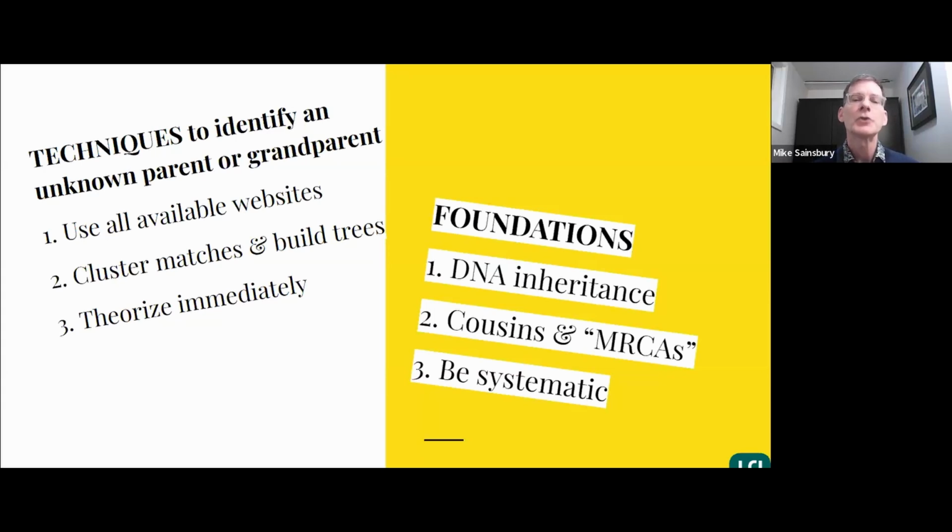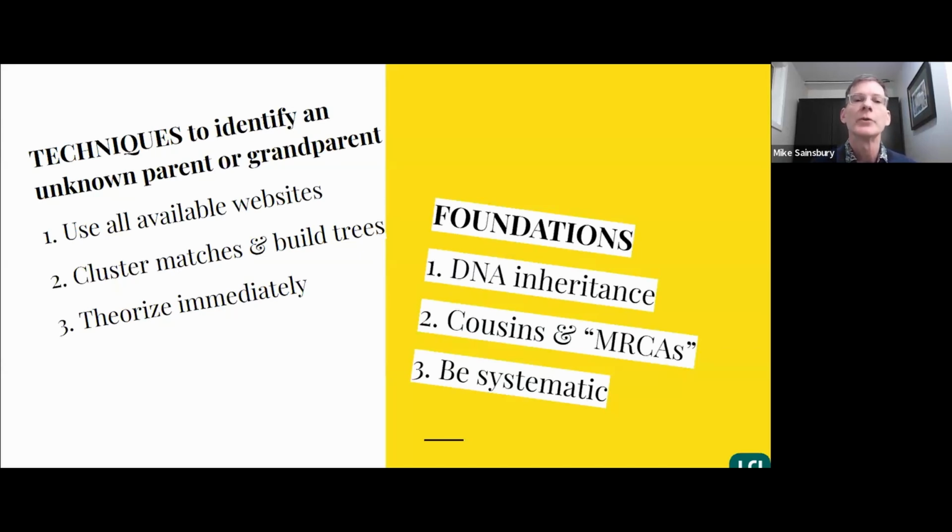So those are 2 groups of people that are going to be very important to us as we're looking for an unknown parent or grandparent, because our genetic cousins and their family trees and the ancestors that make them related to each other are how we'll uncover the unknown parent or grandparent that we're looking for.